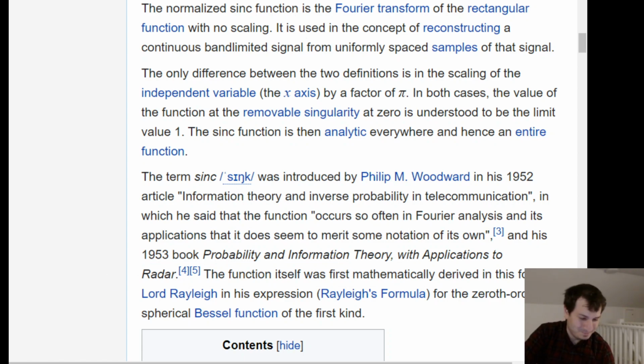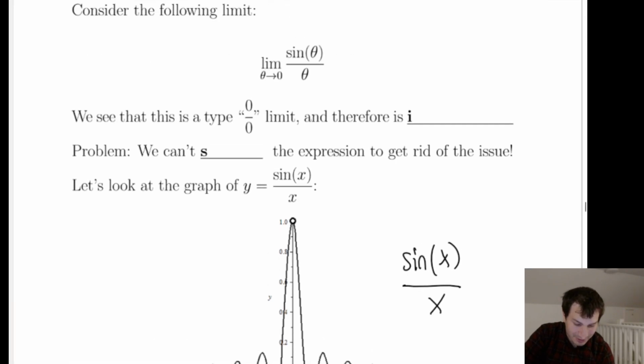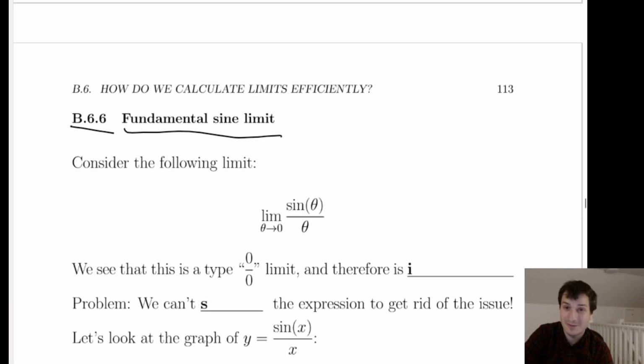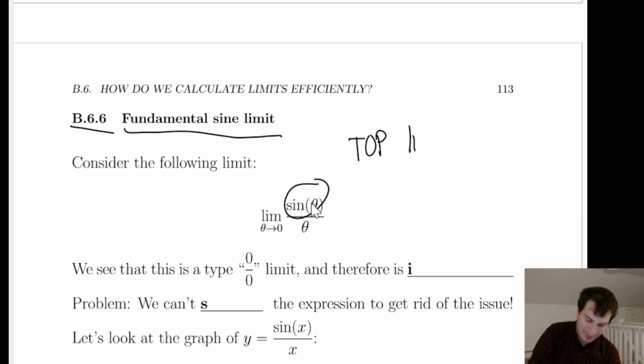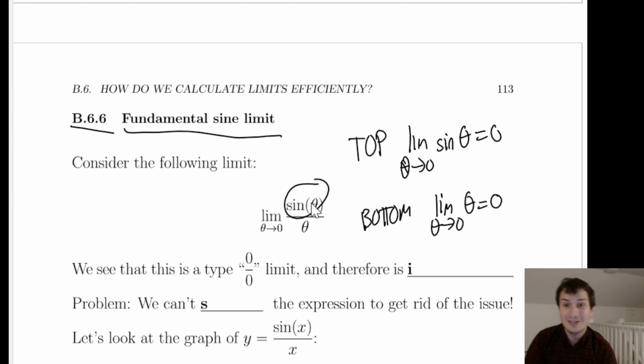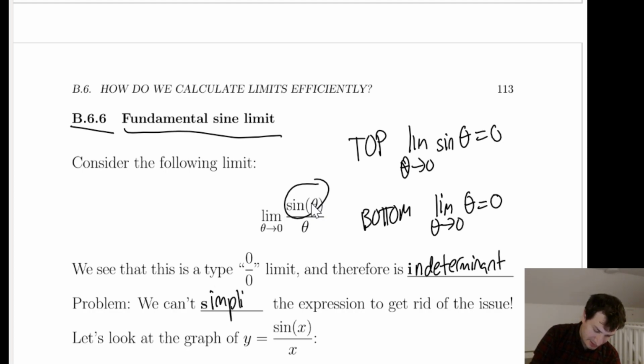What we're doing today is the limit as x goes to 0, or the limit as theta goes to 0, of sine of theta over theta. And this is a classic 0 over 0. The top is 0: the limit as theta goes to 0 of sine of theta is 0. The bottom is just the function theta, and the limit as theta goes to 0 of theta is also 0. So this is a type 0 over 0 limit and is therefore an indeterminate problem. We cannot simplify to get rid of it.